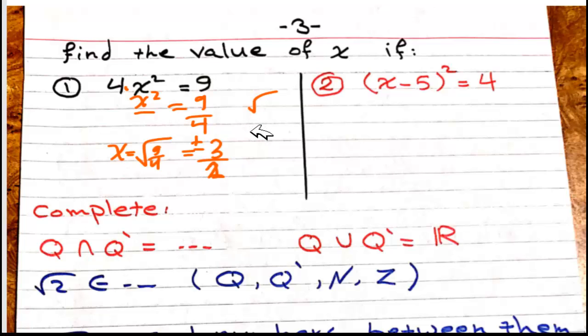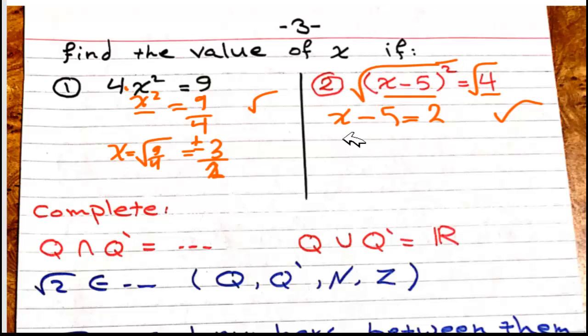Here x minus 5 all squared equals 4, taking the square root. Okay, so I have x minus 5 equals square root of 4. Square root of 4 will be 2. So negative 5 will go to the other side, positive 5. So x equals 7.